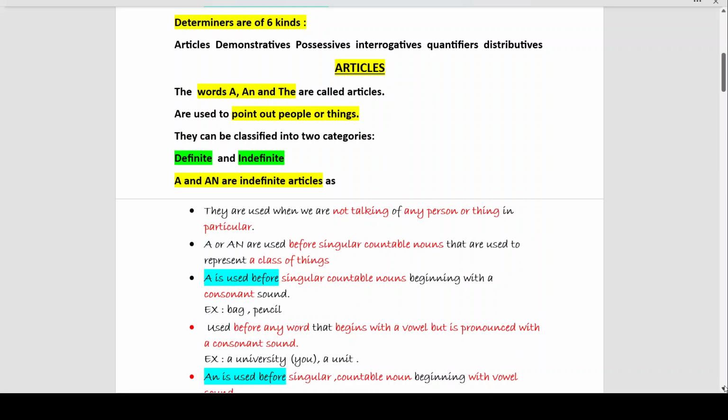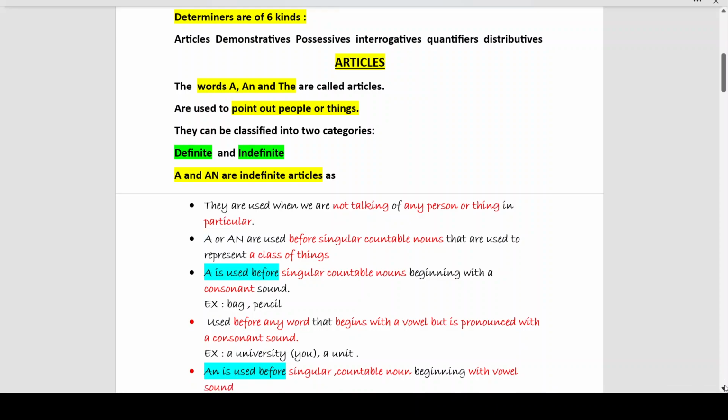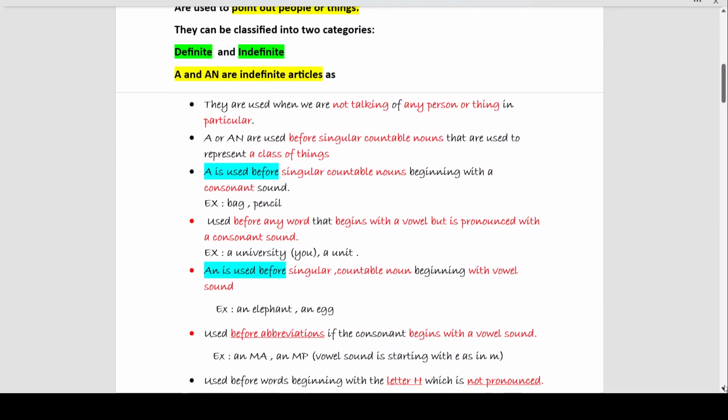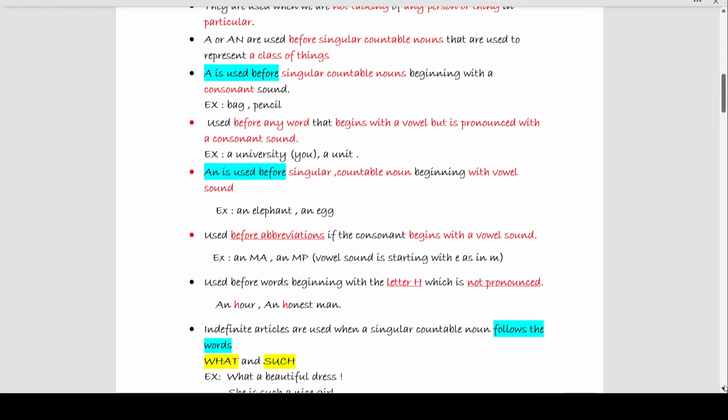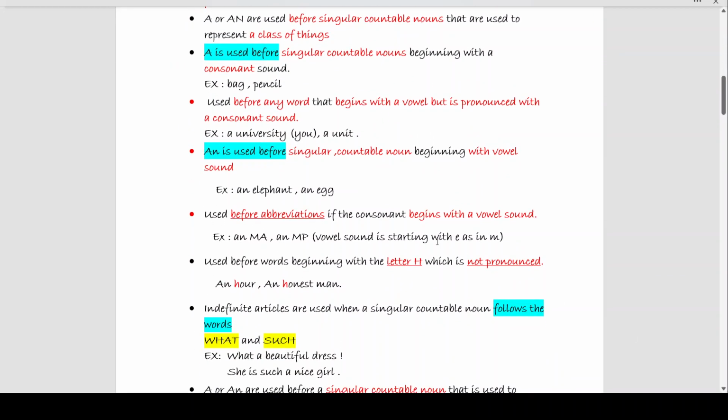Now, this is very important, students. Normally, students tend to make mistakes over here. For example, a university, a unit. Now you will say in this university, it is starting with a vowel. But what is the sound that it is making? It is making the U sound. A university will not be an university, it will be a university, a unit. Though it is beginning with a vowel, it is pronounced with a consonant sound, U, Y-O-U.